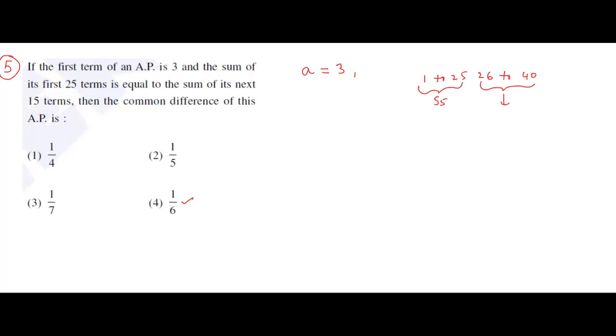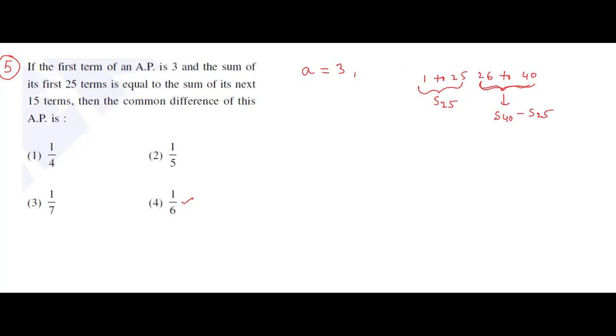In the total, we can subtract S5. That means S40 minus S25. This is not 5, 25. 1 to 25 means sum of 25 terms. But 26 to 40 means in this total, I am going to subtract this. Total means S40 minus S25. Students, do you understand now?